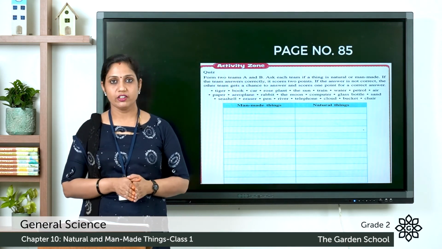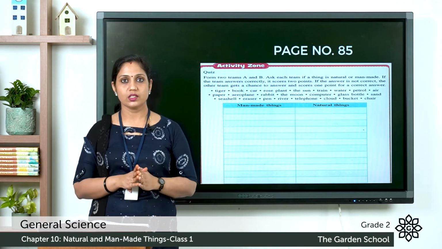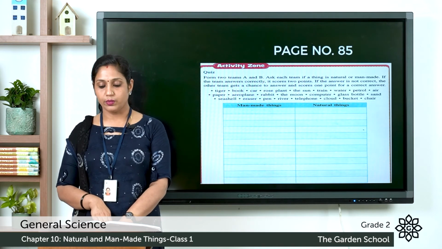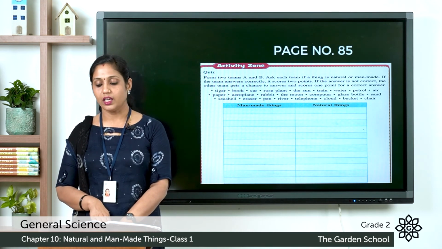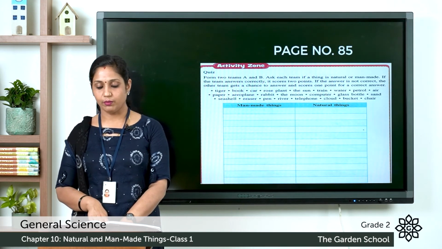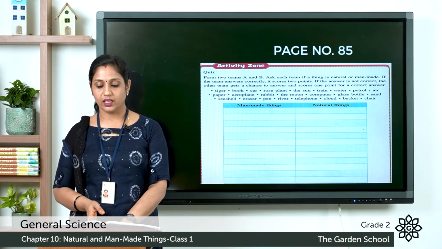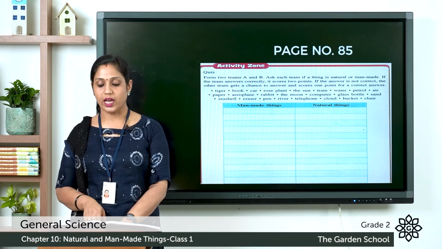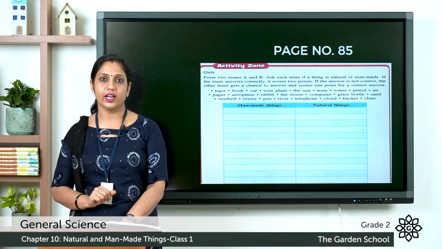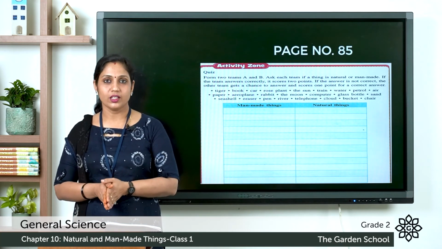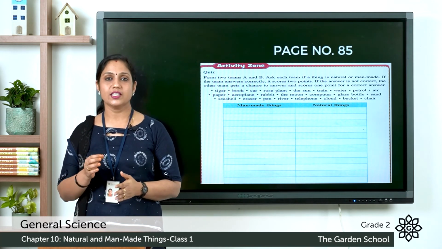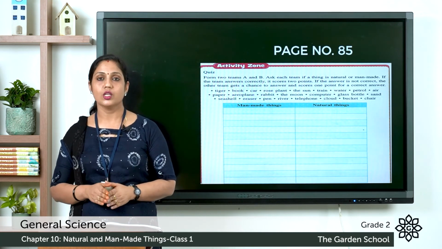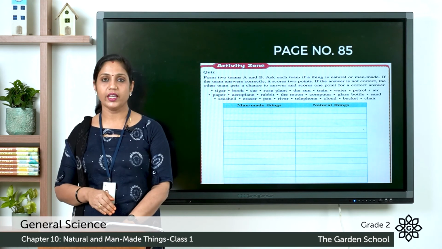In page number 85, you have an activity zone there. So let's read what it is. Form two teams A and B. Ask each team if a thing is natural or man-made. If the team answers correctly, it scores 2 points. If the answer is not correct, the other team gets a chance to answer and scores 1 point for a correct answer. So here, you are not in the school, you cannot do this, but some things are given there. So you can classify them under man-made things and natural things.